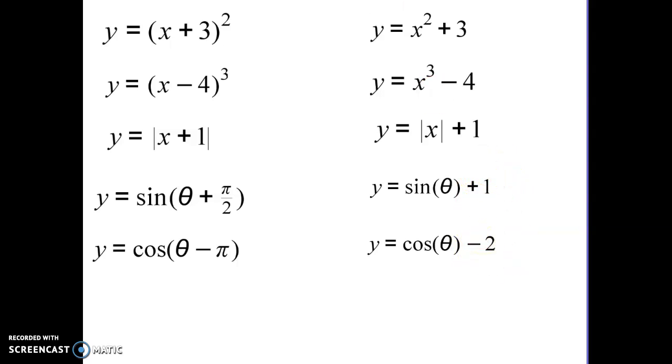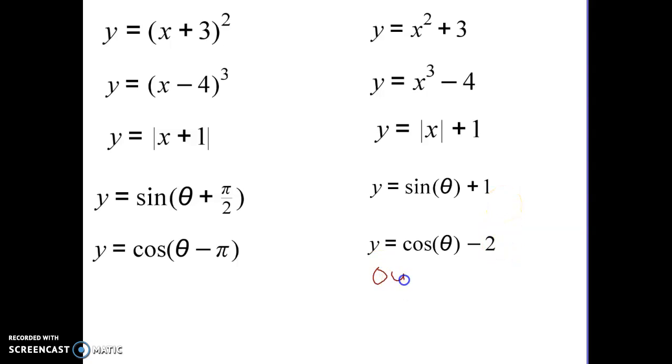So the question is, for one like this with a minus 4, how will you know whether this minus 4 is a vertical or a horizontal translation? Because I'm adding and subtracting for both of those things. Well, the way you're going to be able to tell is based on the location of the number that you have added or subtracted. You can see that all of these on the right-hand side are added or subtracted outside of the function. You square first and then you add 3, or you take the absolute value first and you add 1, or you find the cosine and then you subtract 2.